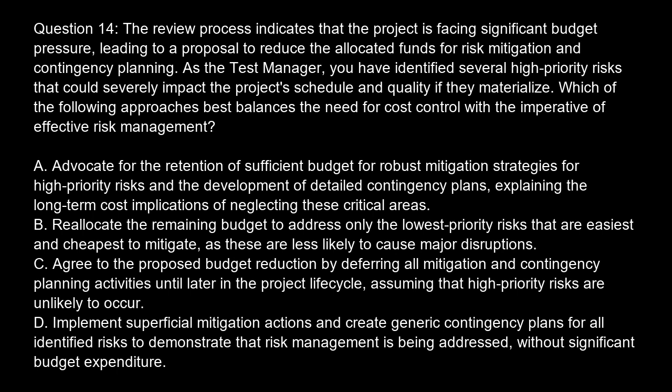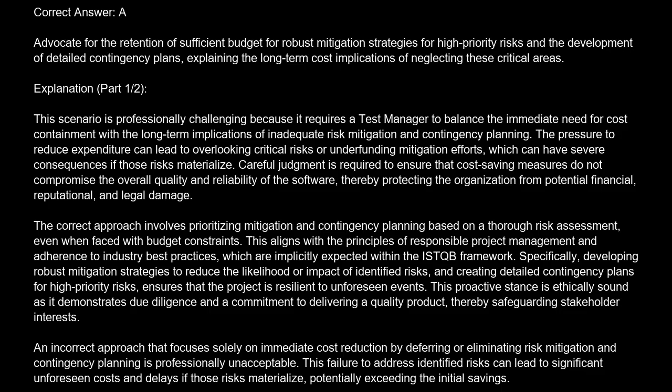Option C. Agree to the proposed budget reduction by deferring all mitigation and contingency planning activities until later in the project lifecycle, assuming that high-priority risks are unlikely to occur. Option D. Implement superficial mitigation actions and create generic contingency plans for all identified risks to demonstrate that risk management is being addressed without significant budget expenditure. The correct answer is A.